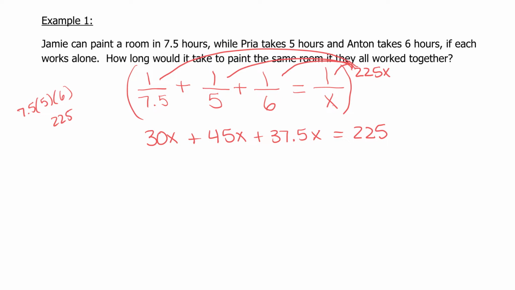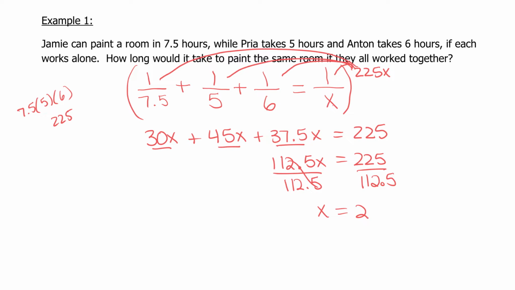So let's combine like terms. So 30 plus 45 plus 37.5 comes out to be 112.5x, and that's equal to 225. So we're going to just divide both sides by 112.5. And that comes out to be 2. So if they work together, they can complete the job in just 2 hours.